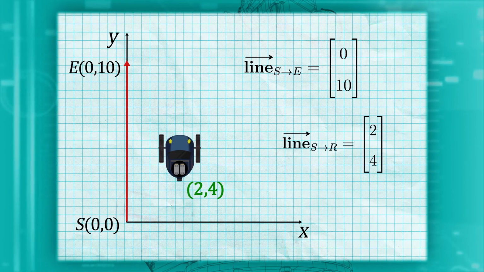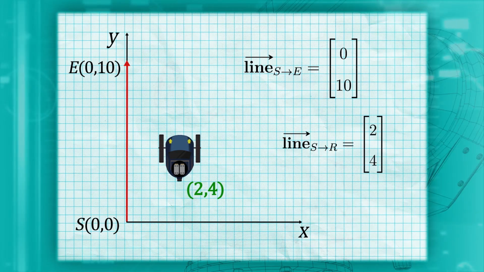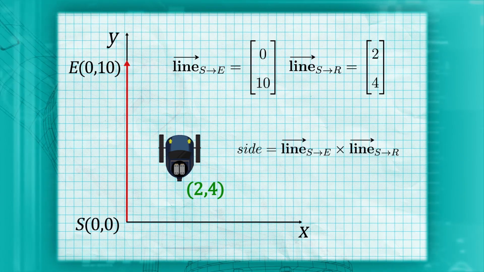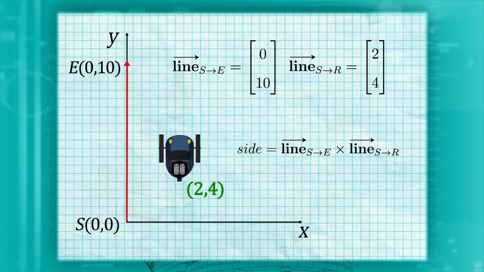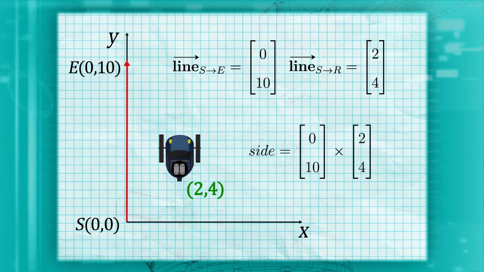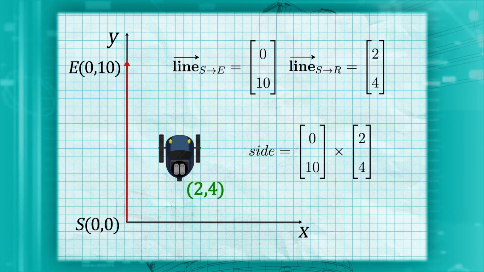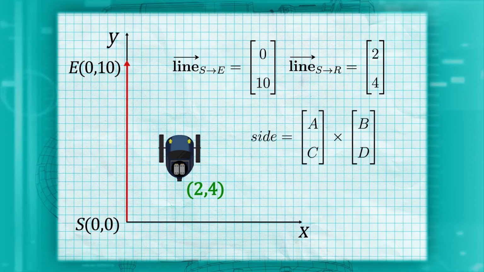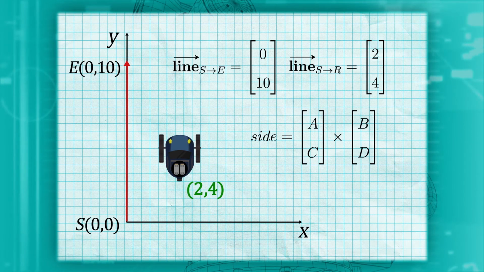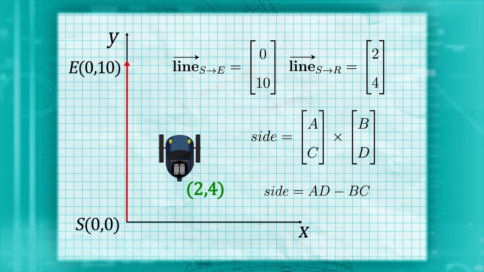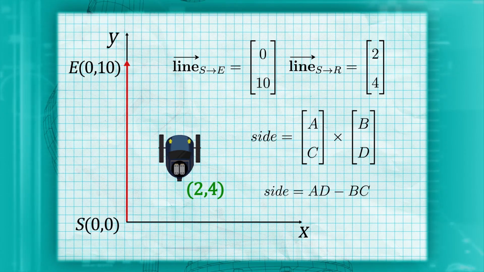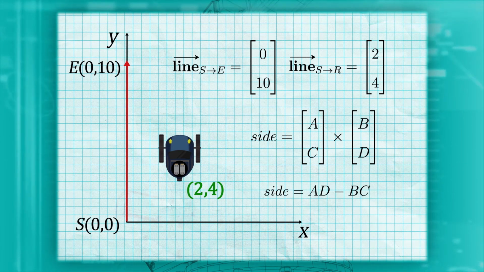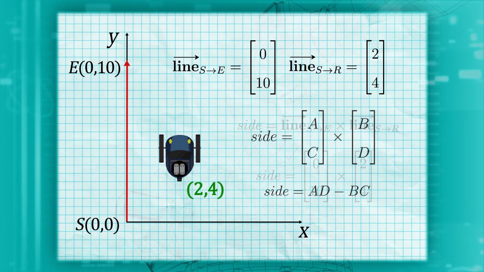We can use what is called a cross product to determine which side we are on. The side will be the cross product between our trajectory line and the line going to our robot position. So how do we calculate the cross product? If we label the elements as A, B, C, D, we get the cross product by multiplying A and D, then subtracting the product of B and C. We multiply in the shape of an X, hence the name cross product.